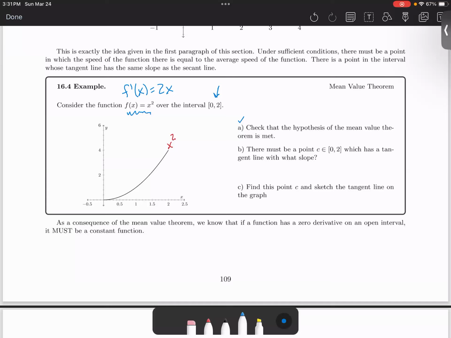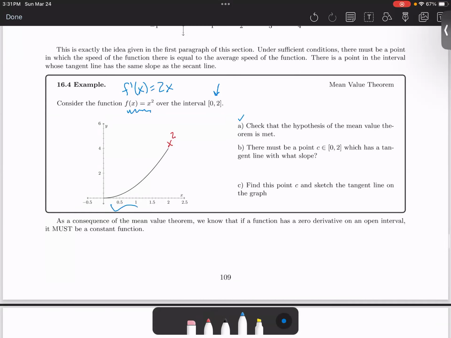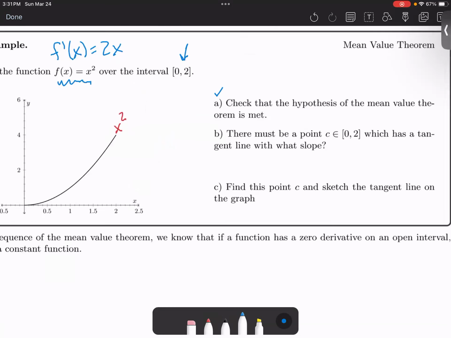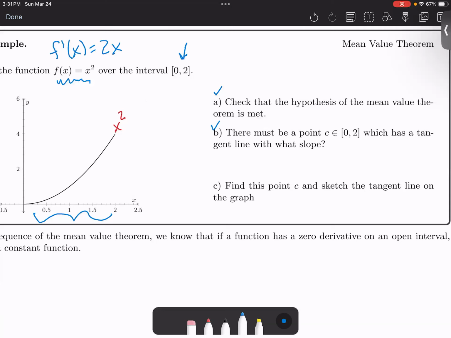By the mean value theorem, there has to exist a c value somewhere between 0 and 2 whose slope is equal to the average rate of change of this function. So this is what B is getting at. There must be a point c somewhere between 0 and 2, right, somewhere inside this interval, which has a tangent line equal to the average rate of change between 0 and 2.